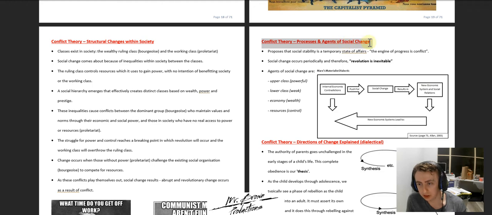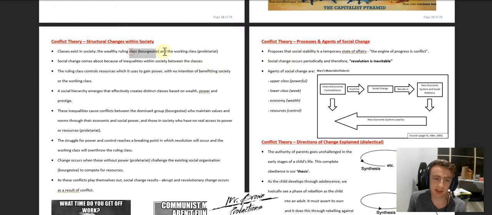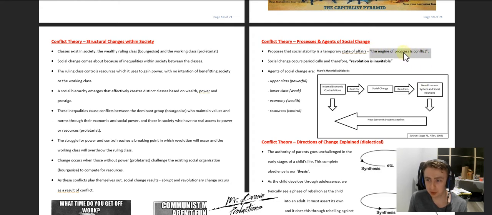This next bit, looking at processes and agents of social change, these are the things that the processes and agents of social change are like the key players, okay? And these key players are the working class and the ruling class. So in terms of the processes of change, conflict theory proposes that social stability is what they call a temporary state of affairs. Karl Marx coining the term that the engine of progress is conflict.